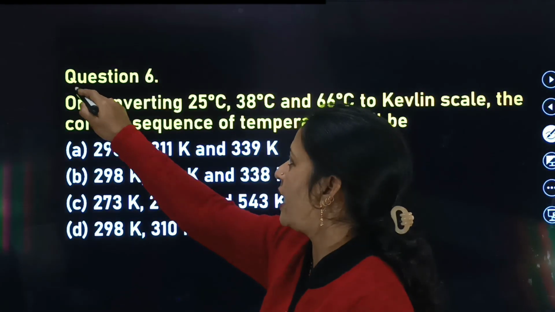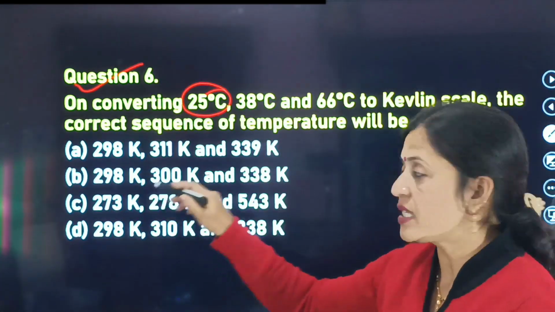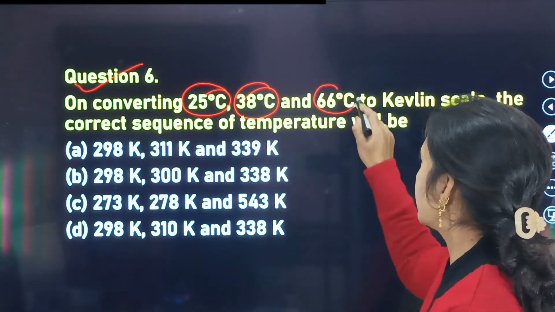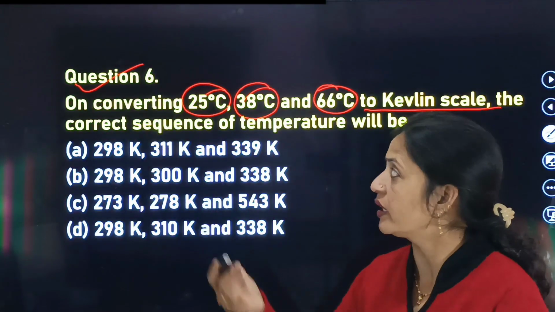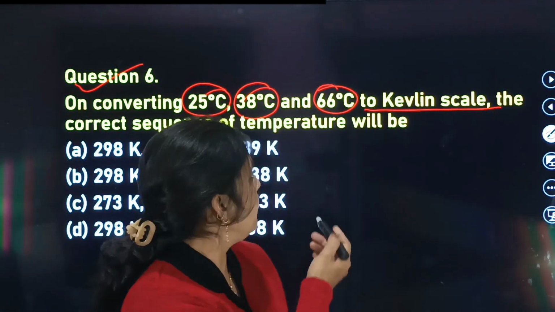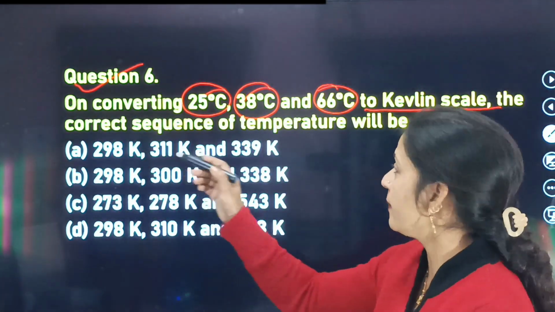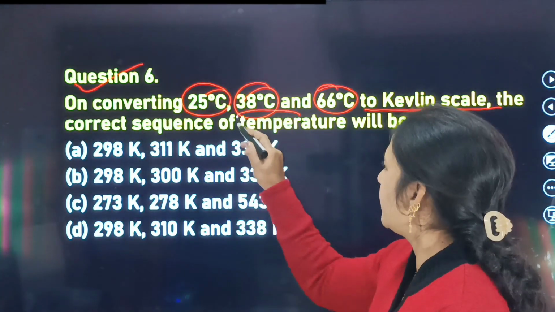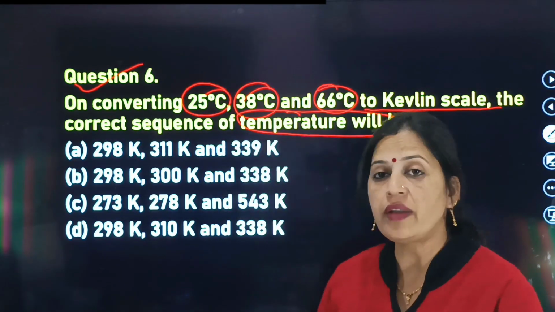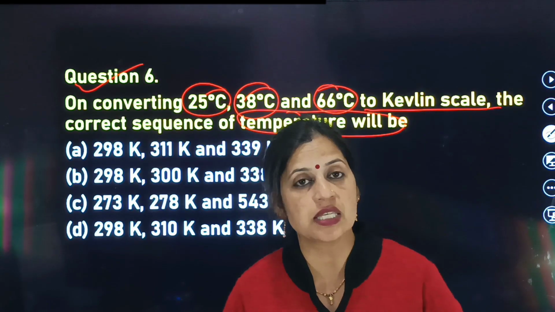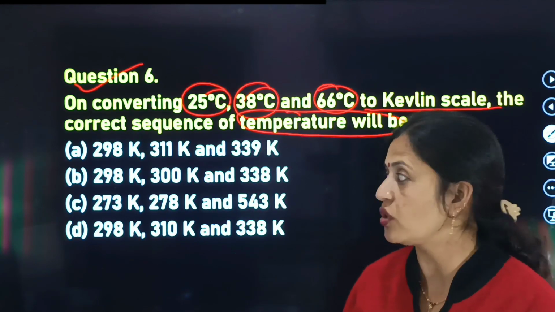Next, shift to question number 6. Your question number 6 is: on converting 25 degrees Celsius, 38 degrees Celsius and 66 degrees Celsius to Kelvin scale, the correct sequence of the temperature will be.